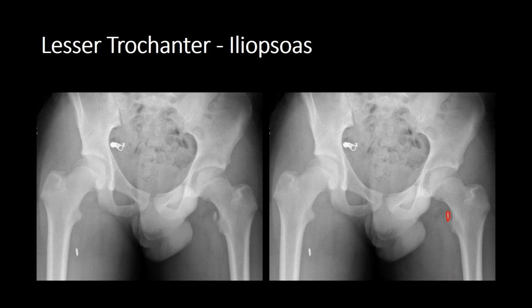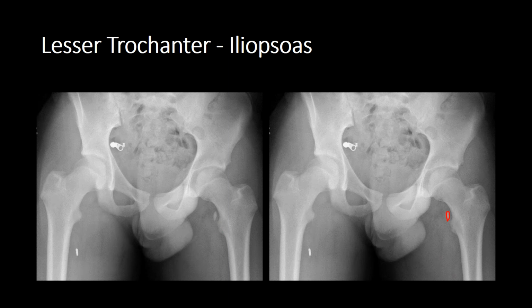So if we look carefully on the right, we can see how the lesser trochanter is smooth in outline with no evidence of a fracture. In comparison, the left is uneven. We can see that there is a deformity where the avulsed fracture fragment has been detached from.